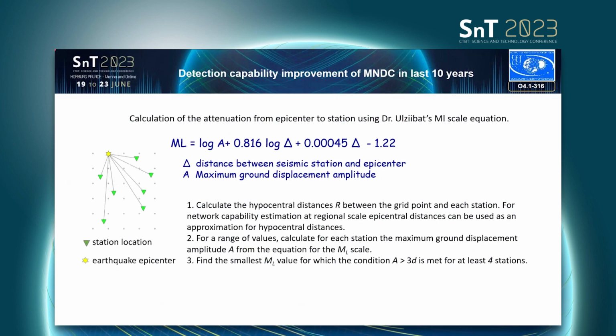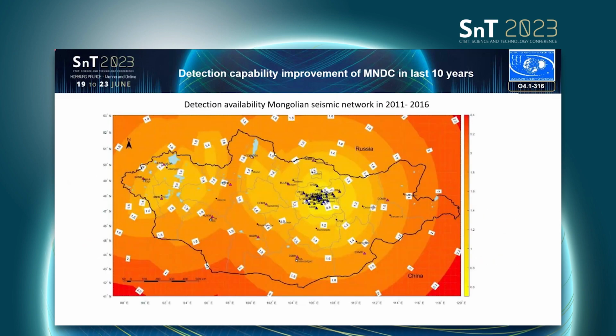Epicenter distance can be used as an approximation of the hypocentral distance. For a range of values, calculate each station's maximum ground displacement amplitude A from the ML scale equation. To find the smallest ML value, the condition is that the amplitude is at least 3 times more than the noise level. That's why 3 times. And this should also be met by at least 4 stations detecting it.